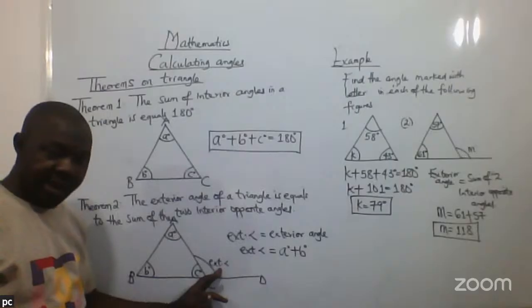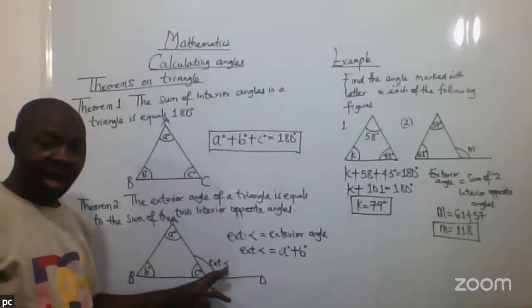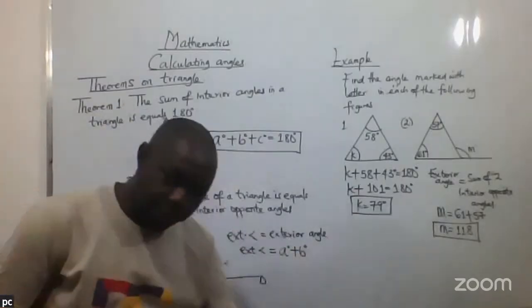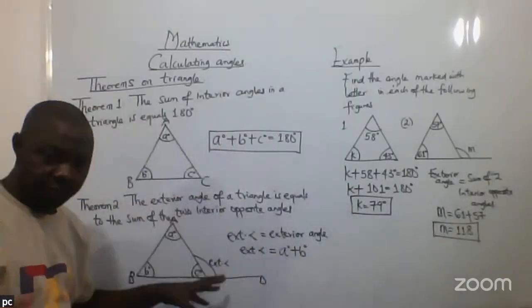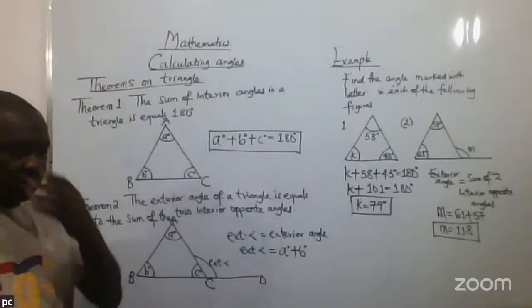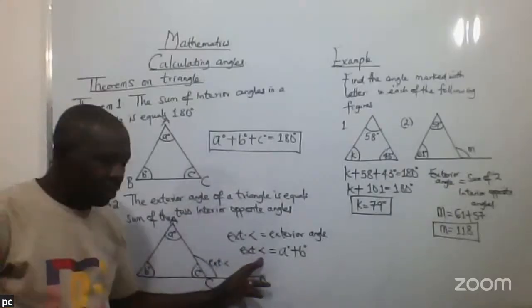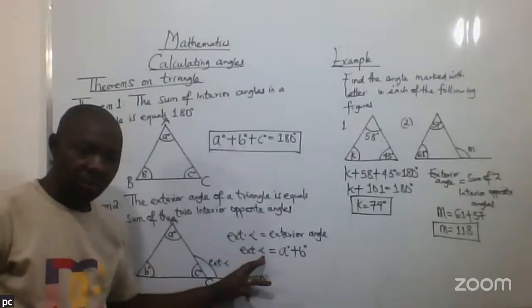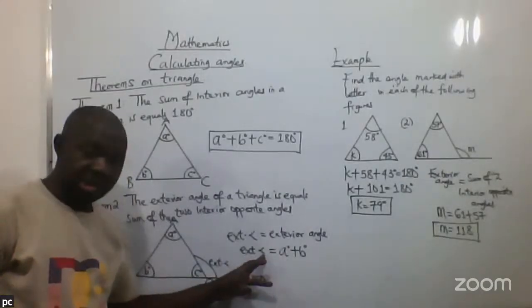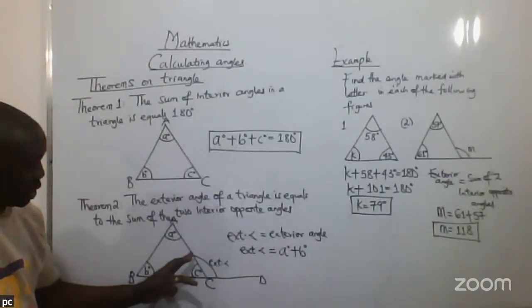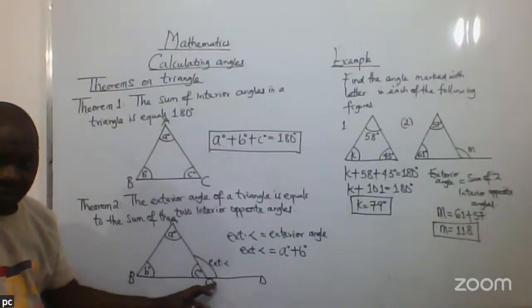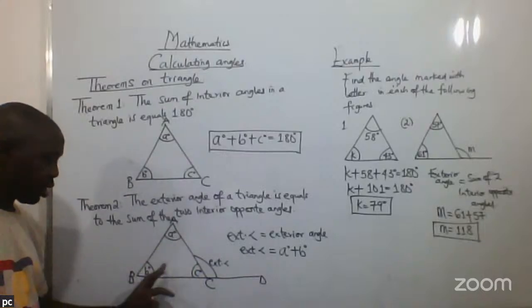X, EXT. This is arc. This represents a symbol. We're not looking at the topic as a whole, we're only looking at the theorems. Angle can be denoted with this symbol. This is the symbol for angle. So look here, this angle is outside. It's not inside the triangle.